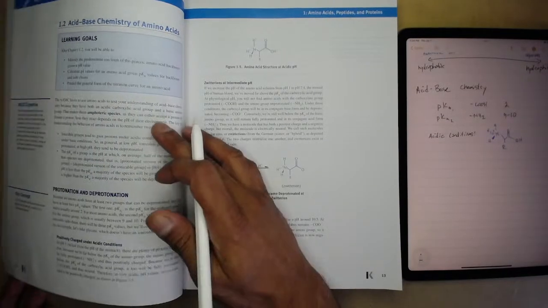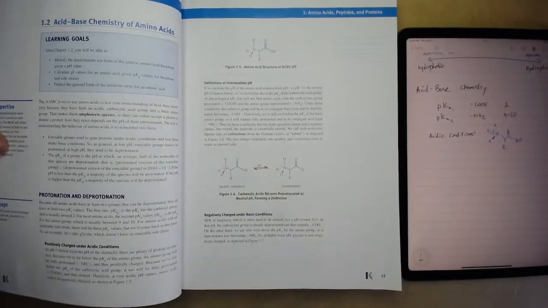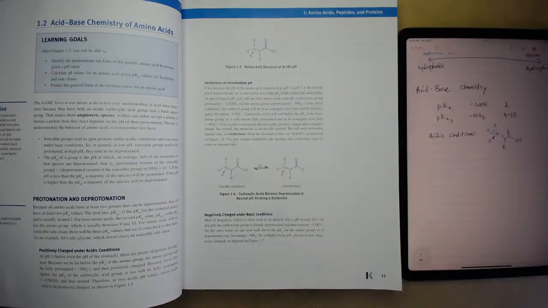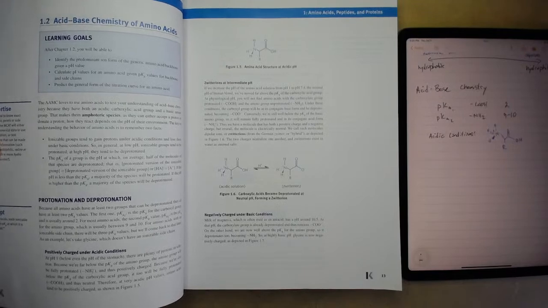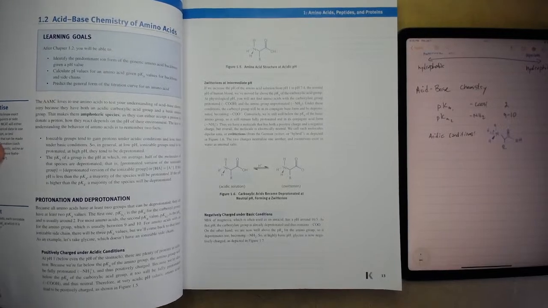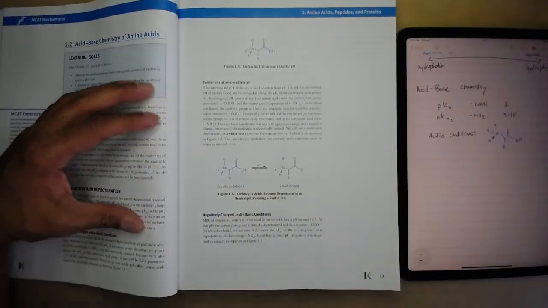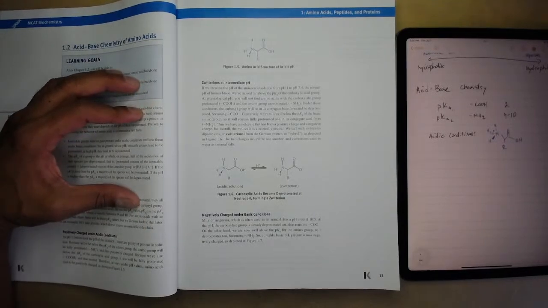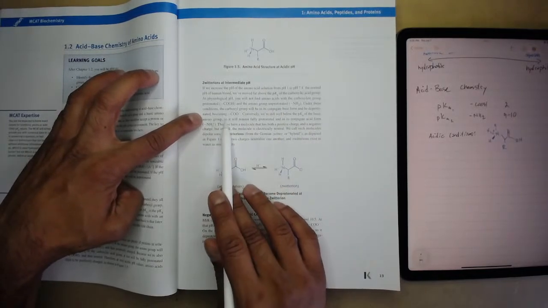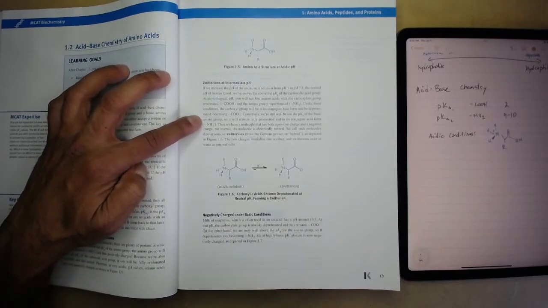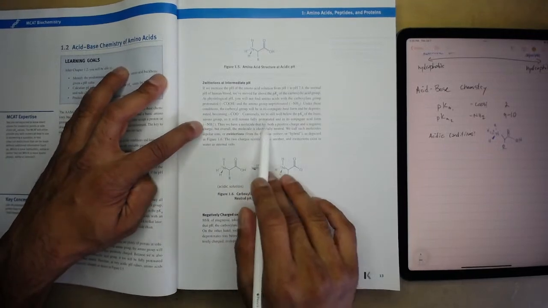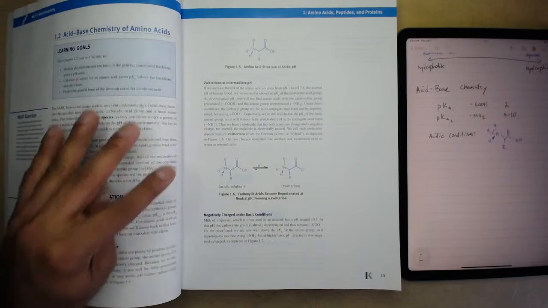Zwitterions at intermediate pH. If we increase the pH of the amino acid solution from 1 to 7.4, the normal pH of human blood, we've moved far above the pKa of the carboxylic acid group. At physiological pH, you will not find amino acids with the carboxyl group protonated, the COOH, and the amino group unprotonated, NH2. Under these conditions, the carboxyl group will be in its conjugate base form and be deprotonated, becoming COO-. Conversely, we're still well below the pKa of the basic amino group, so it will remain fully protonated and in its conjugate acid form, NH3+.